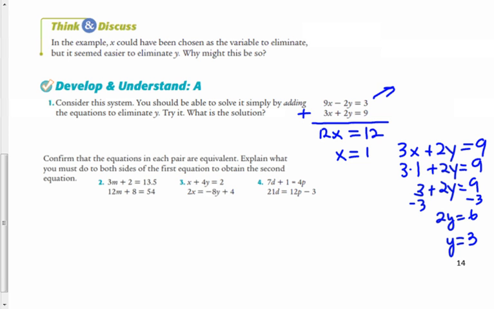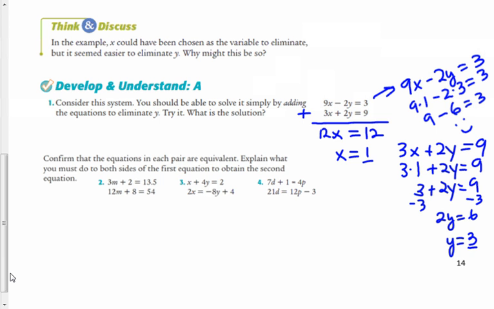Now the last check would be to make sure that it also works in the other equation. 9x minus 2 times y is equal to 3. I think x is 1, so I'm going to do 9 times 1. I think y is 3, so I'm going to do minus 2 times 3, and hope that equals 3. And we get 9 minus 6, which equals 3. So that checks out. So the method we just used is called elimination because notice when we added those two together, we could eliminate that variable.